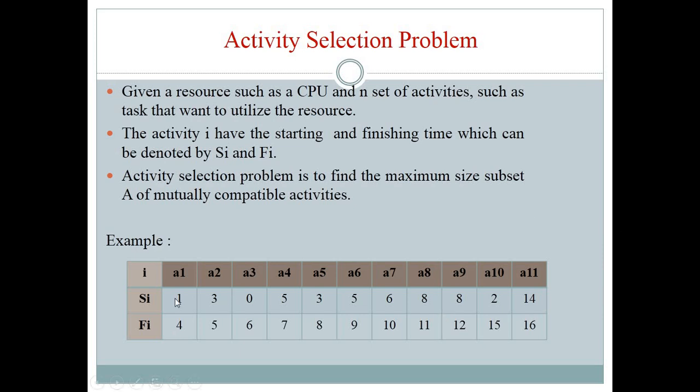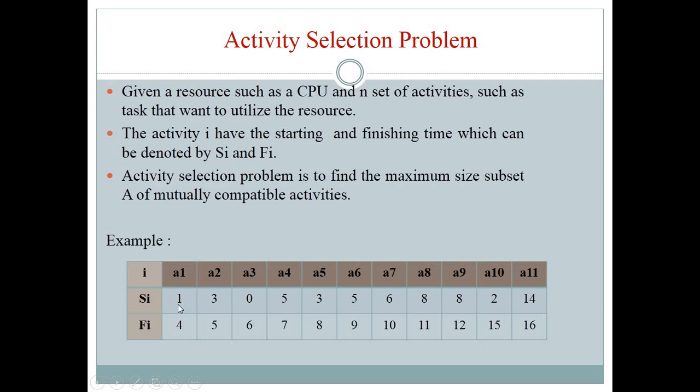So in this time we have total finishing time 16. Okay, so from the time 1 to 16, the maximum number of activities that can be done, or can be mutually compatible, is the solution to the activity selection problem.